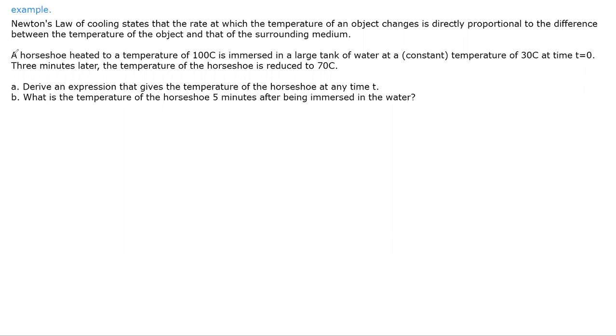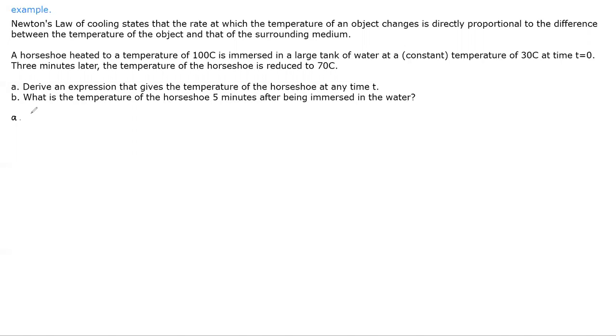So I have that the horseshoe is heated to a temperature of 100 degrees Celsius and then immersed into a large tank of water, which has a temperature of 30 degrees. The temperature is considered constant at time 0. And then after 3 minutes, the temperature has been reduced to 70 degrees. The first thing that we're asked to do is to derive an expression that gives the temperature at any given time. So that means that we're going to have to solve the differential equation and find the function for the temperature.